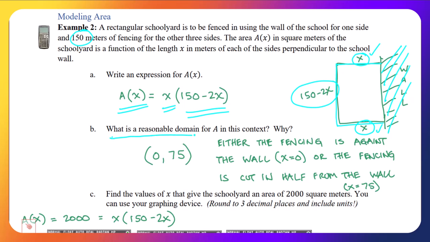And if you think about a reasonable domain, if I put the fence right against the wall, I'll have an area of 0. But if I put it right against the wall, then these x's will be 0. If I have the fence come out and then back again, I can split that 150 into 75 and 75, and again that would be the other possibility. But for this to be reasonable, we want some sort of positive area, so I'm not going to have it be equal to 0 or include 75.